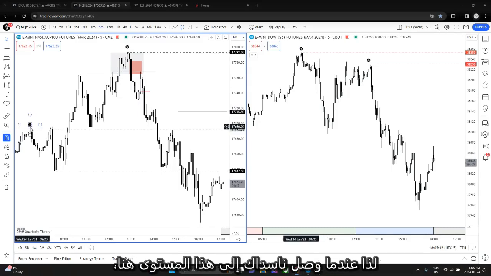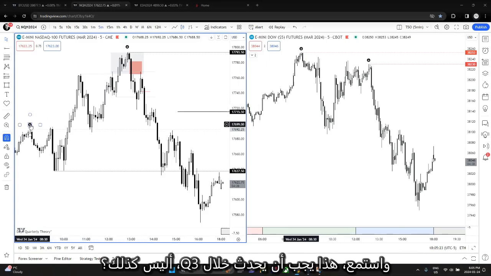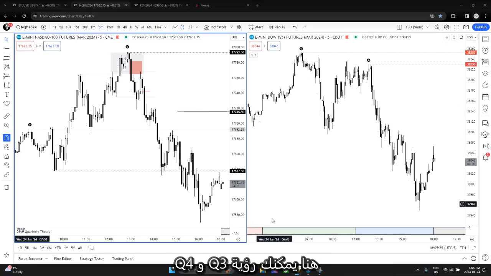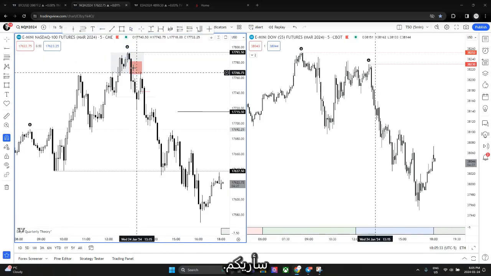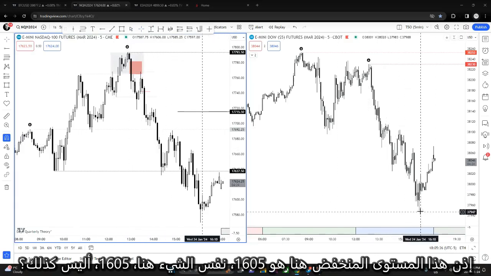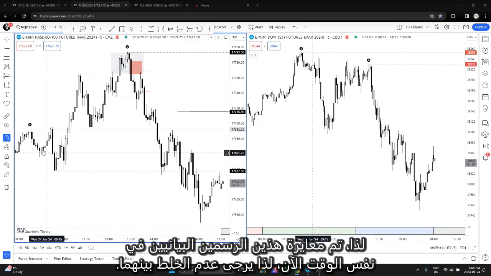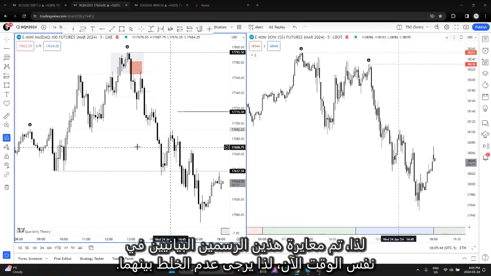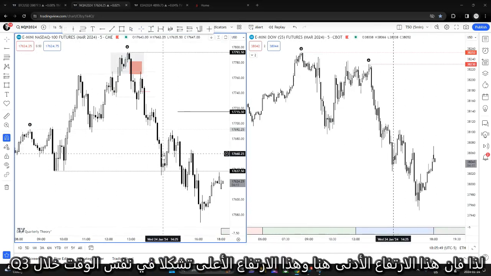So when Nasdaq made this high right here, throughout the day it continued to trade above it. And listen, this has to happen during Q3, right? Over here you can see Q3 and Q4. It's the same time right here. Let me show you. So this low right here is 1605. Same thing right here, 1605, right? So these two charts are calibrated on the same time right now. So please don't get confused.